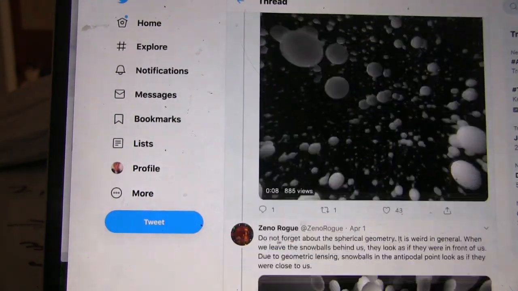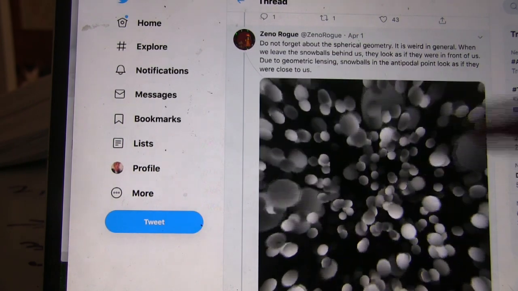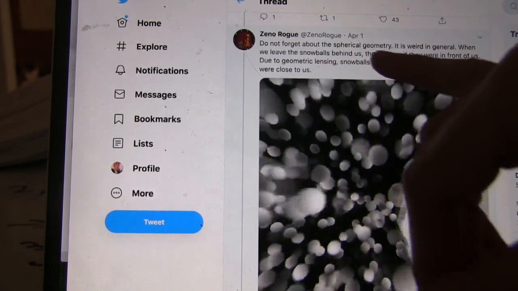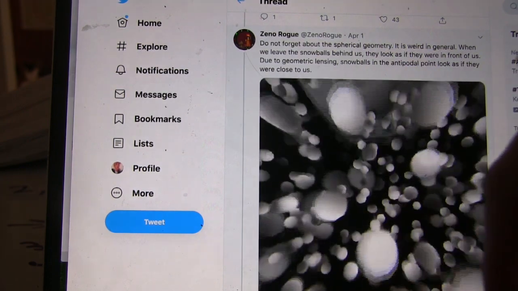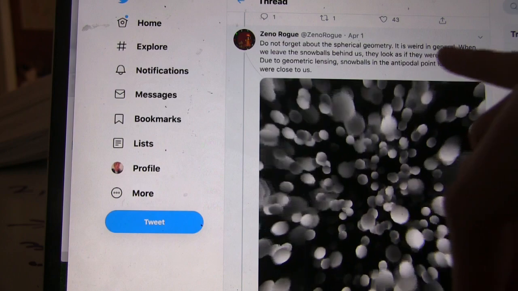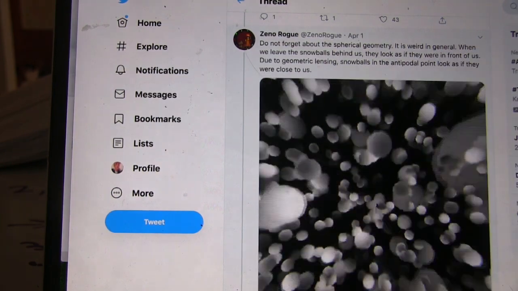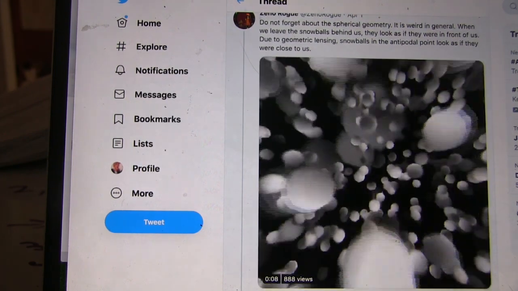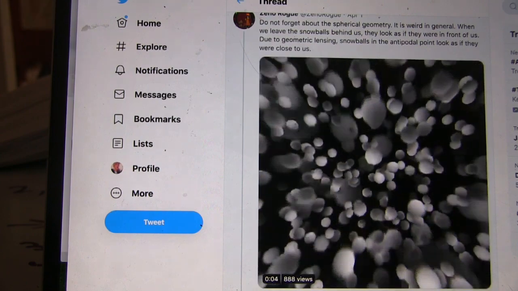Okay, so here we go down to the next one. On this one, don't forget about spherical geometry. It's weird in general. When we leave the snowballs behind us, they look as if they were in front of us. Due to geometric lensing, snowballs in the antipodal point look as if they were close to us. So what do you think is going on here? This is what was said as spherical geometry. So what do you think is happening here?